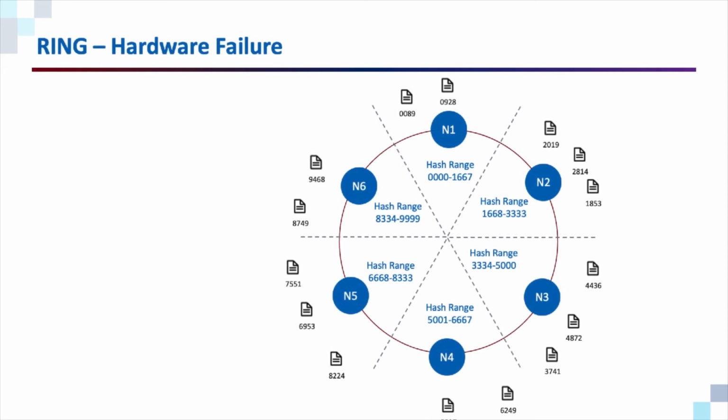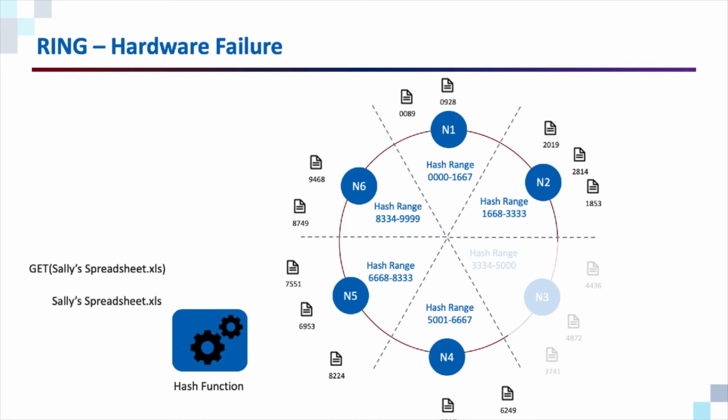Let's see what happens to the ring during a hardware failure. In this case, we lost node 3. Here comes Sally to get her spreadsheet back. The file name goes through the hash function 3741, but 3741 is pointing to node 3, and node 3 doesn't exist. Okay, again, Sally will get her spreadsheet back. Different storage systems have different mechanisms to deal with this. Mirrored copies, multiple copies, whatever. But the point is, exception processing has to take place to get Sally her spreadsheet back.